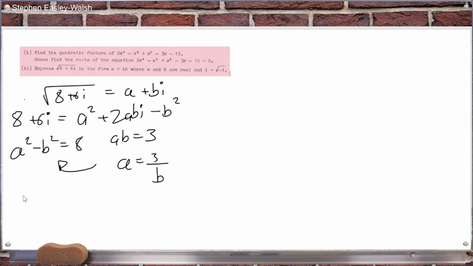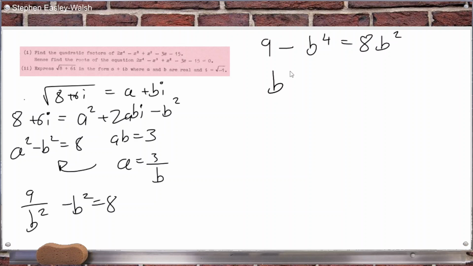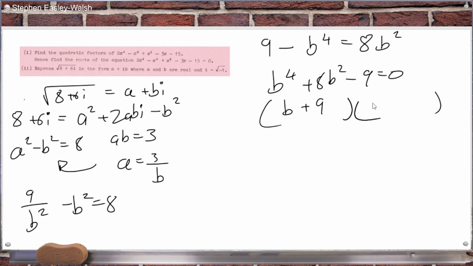You can put that in there. You get 9 over b squared minus b squared equals 8. If you multiply by b squared, you get 9 minus b power 4 equals 8b squared. So you get b power 4 plus 8b squared minus 9 equals 0. So that is b plus 9, b minus 1 equals 0. So b equals 1 or 9, right?